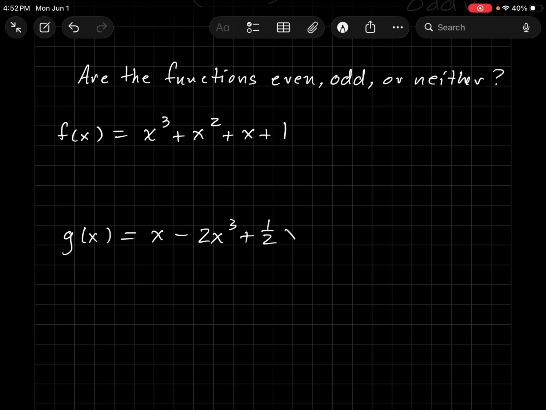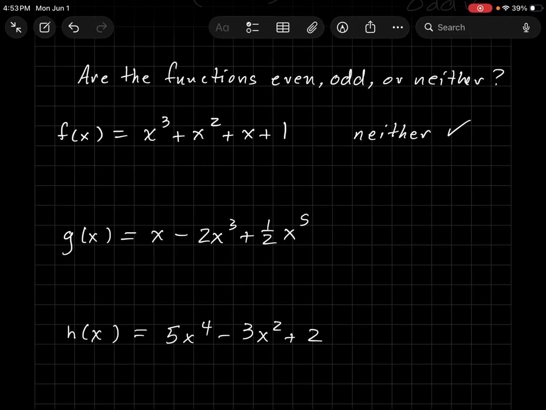Let's look at each of these individually. Starting with f of x. What do you think? Does the function f have even symmetry, odd symmetry, or neither? If you said neither, you would be correct. And the reason why is also why we call these even or odd symmetry, at least as far as I know.